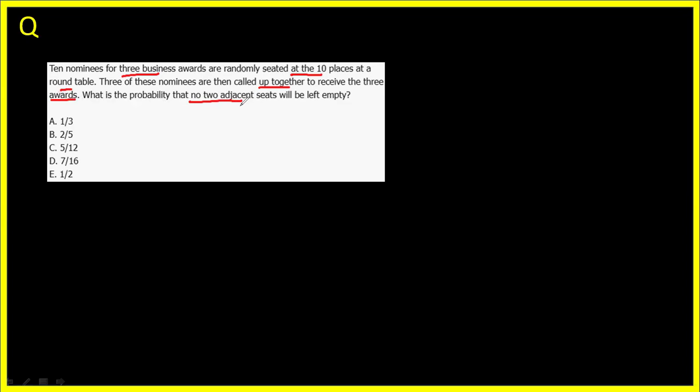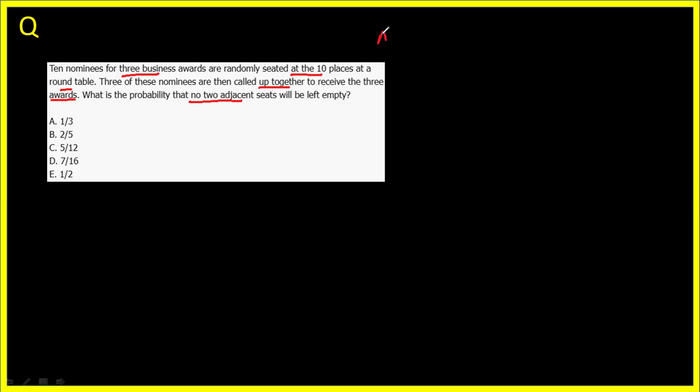That means there are 10 nominees. If we understand, there are 10 nominees which have to be given 3 awards, right? And these 3 nominees should not sit together, such that no adjacent seats will be left empty. They have to be seated such that no 2 nominees who have got the award are sitting together. That's what the question is all about.